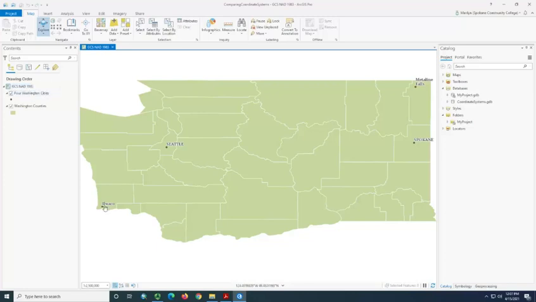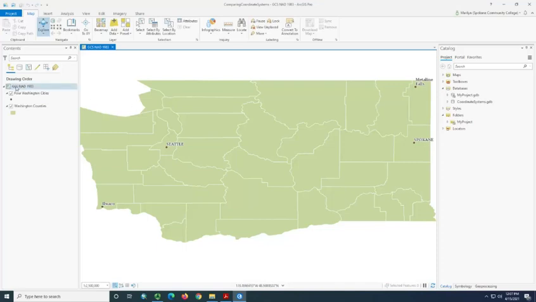And then I've got 4 Washington cities, which I've labeled on here, and I've got the counties in Washington. But what I want you to notice, when you look at this, you probably immediately think, that looks a little stretched east to west. And that's one way that you can spot a geographic coordinate system. They tend to have that elongated east to west look to them.